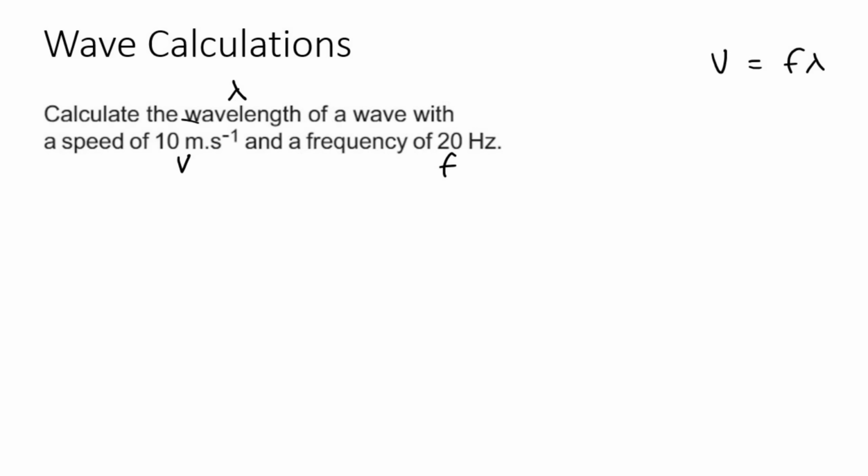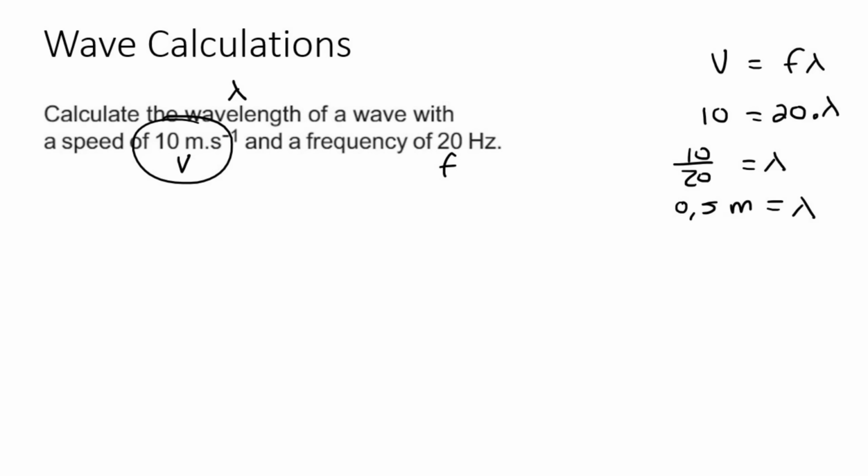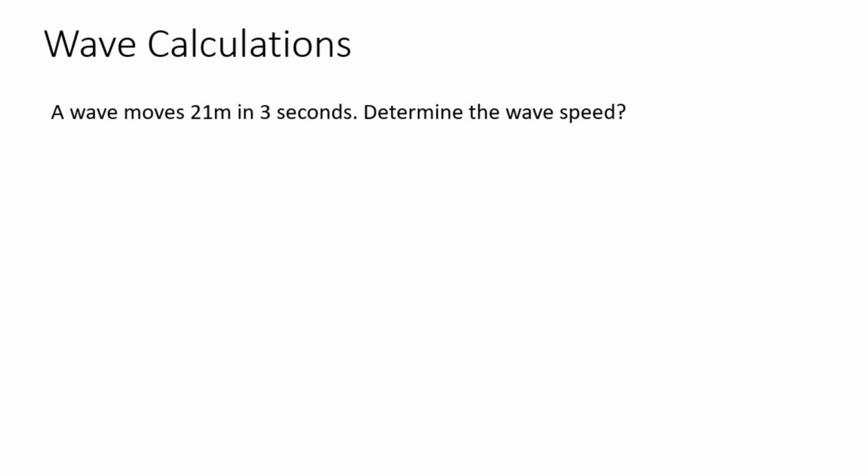Now we know the speed is 10, the frequency is 20, and we need to find the wavelength. So to get the wavelength by itself, you're going to divide both sides by 20, and you're going to get 10 over 20, and so that's going to be 0.5 meters, because the unit of wavelength is meters.